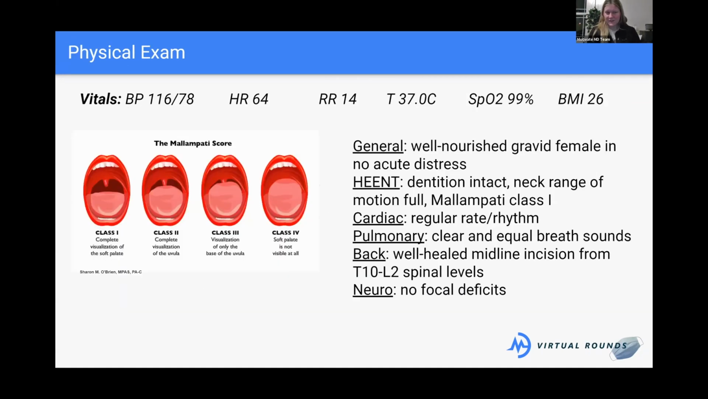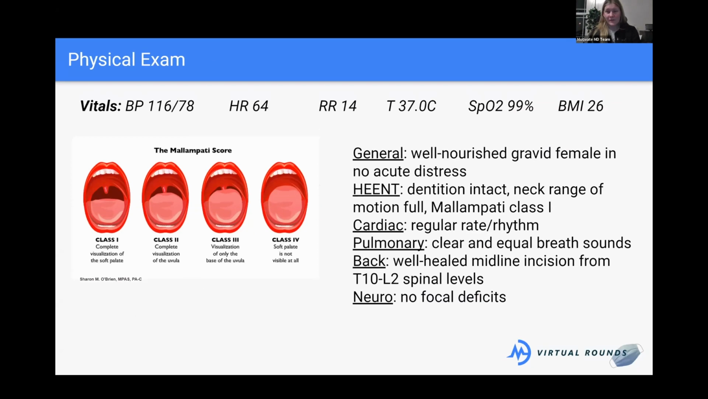So getting to our physical exam, this is where we're going to start the objective portion of the note. We always start with looking at someone's vitals. Starting with her blood pressure, we see that it's 116/78, so that looks perfect. Her heart rate is 64, respirations are 14 per minute. Temperature is 37.0 Celsius, and she has an oxygen saturation of 99%. So all of these vitals are looking awesome.